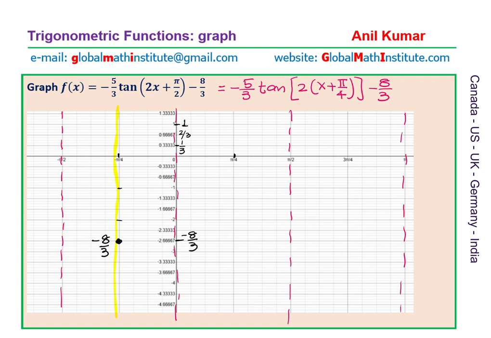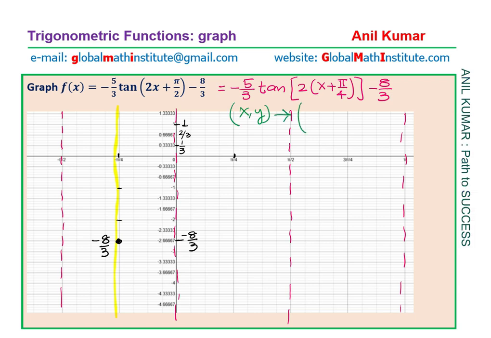So that is one of our points. The other points, instead of 1, we are multiplying by minus 5 by 3 and adding minus 8 by 3. So the transformations, let's rewrite once again. The x, y values were changed: the x values became half and minus pi by 4, correct? The y values got multiplied by minus 5 by 3 and subtract 8 by 3.